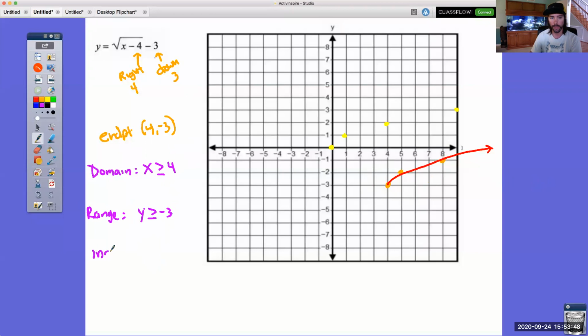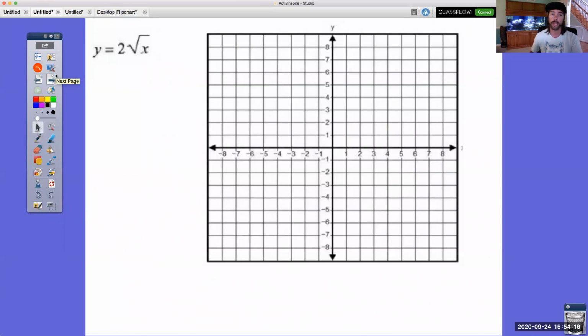That function is increasing everywhere. It's increasing throughout its domain, so everywhere to the right of 4. Again, if you're wondering about these brackets versus parentheses, brackets are inclusive, so I'm including 4 in my answer. Parentheses do not include that number, so I'm not including the infinity because I can't get there. Next question.